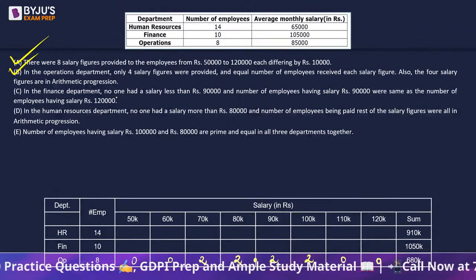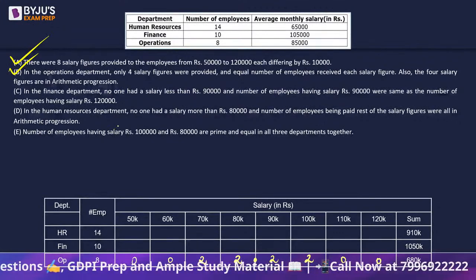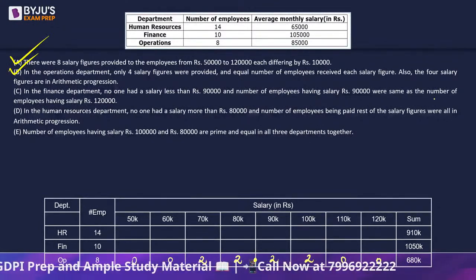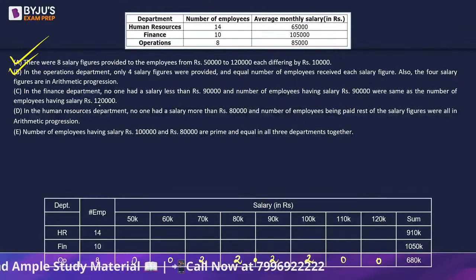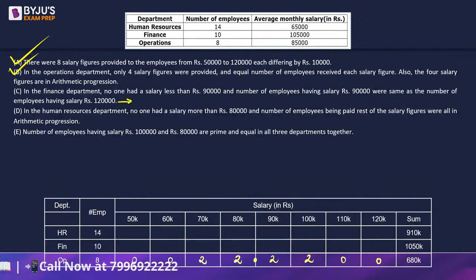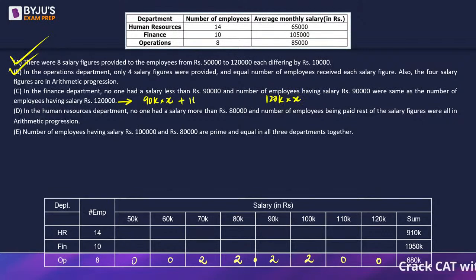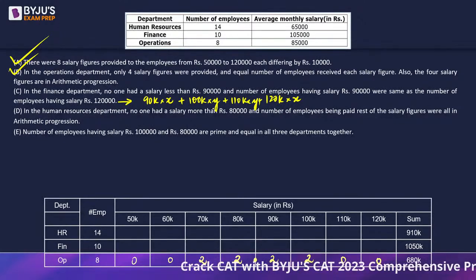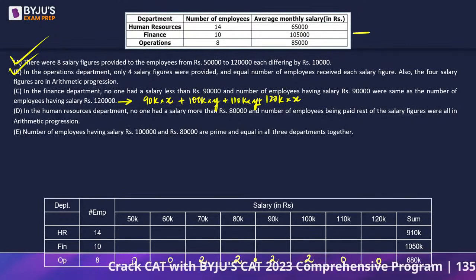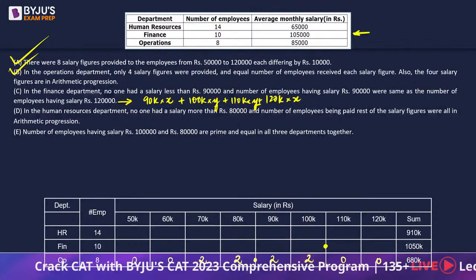Next, in the finance department, no one had a salary less than rupees 90,000, and the number of employees having salary rupees 90,000 is the same as the number of employees having salary rupees 120,000. So for this process, can we say 90,000 has X employees, 120,000 also has X employees, 100,000 has Y employees and 110,000 also has Y employees? Why do we have Y employees? Because the average is 105, which lies exactly here.